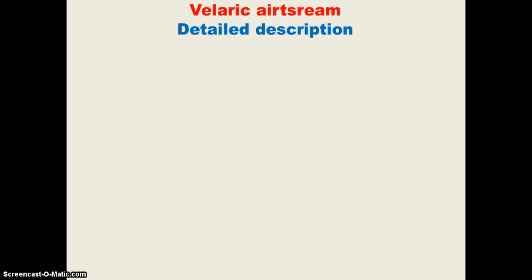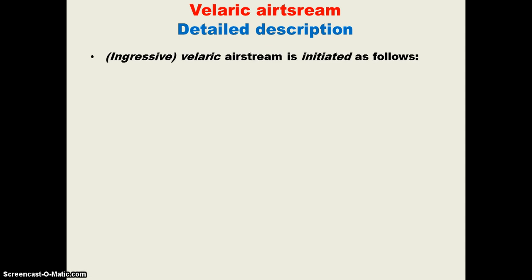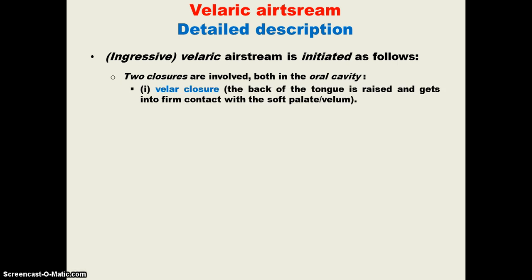Let's now see a detailed description of the Velaric airstream. The ingressive Velaric airstream is initiated as follows. There are two closures which are involved, both in the oral cavity. The first closure is a velar closure. Here, the back of the tongue is raised and gets into firm contact with the soft palate or the velum.